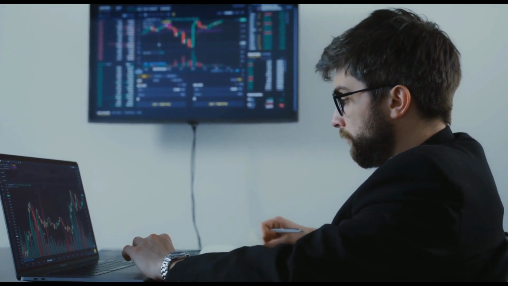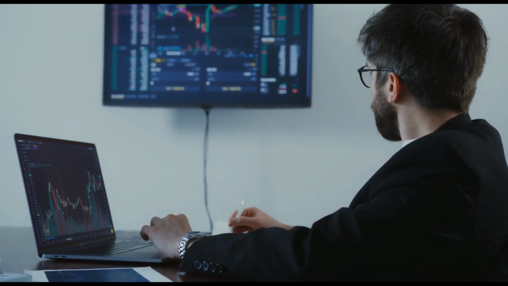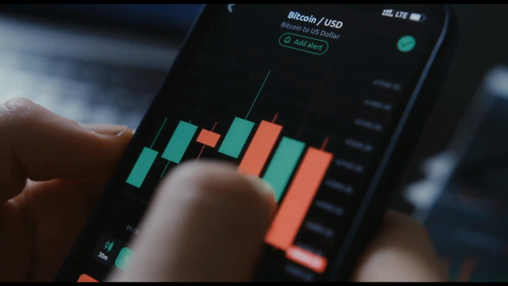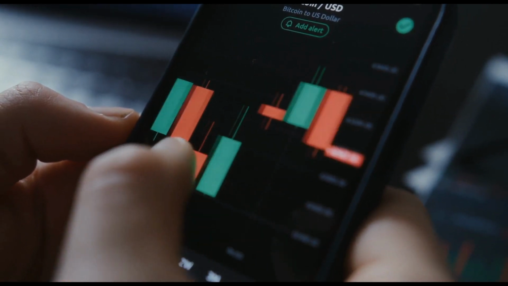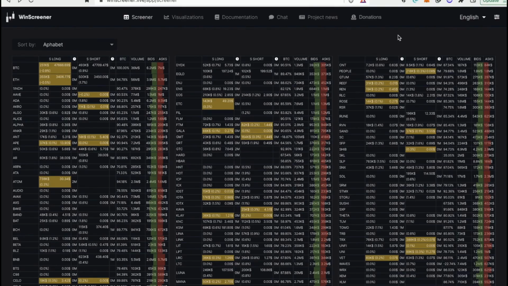In this video I want to share with you useful information about some effective tools for crypto trading. Today we will look at an excellent and effective assistant for cryptocurrency traders. This is the WinScreener.live. This screener is a tool for short and medium-term traders that shows the volumes of large players on coins.